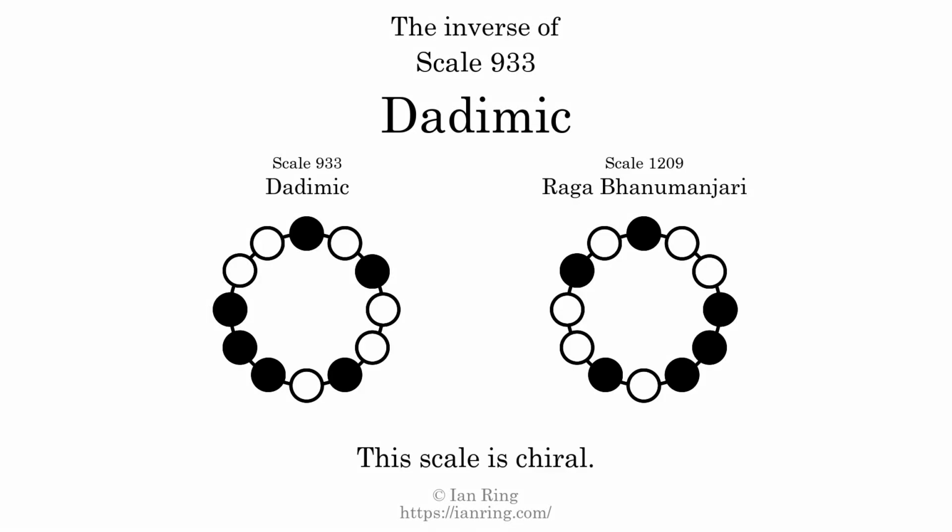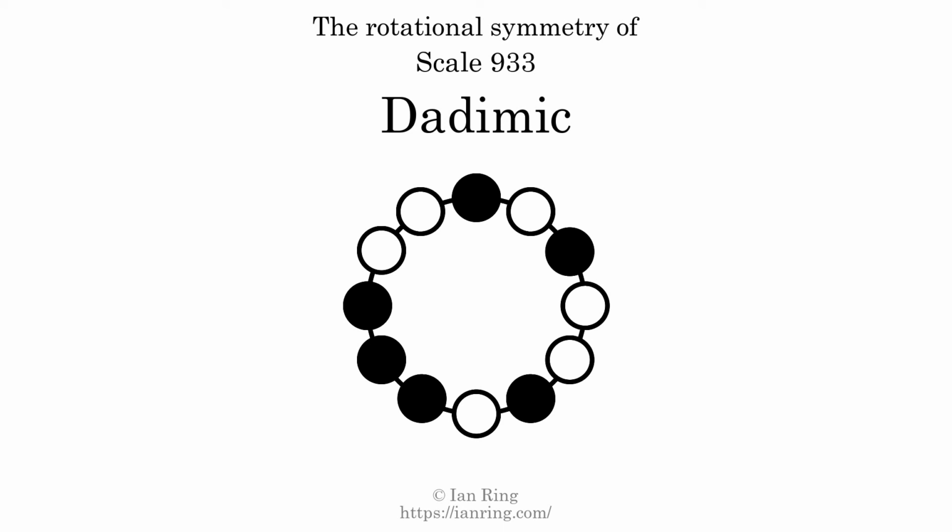The inverse of a scale is a mirror image. It is what you get when the sequence of intervals is reversed. The inverse of this scale is scale 1209, also known as Raghabandamanjari. This scale is chiral. It cannot transform into its inverse by rotational transformation. This scale has no rotational symmetry.